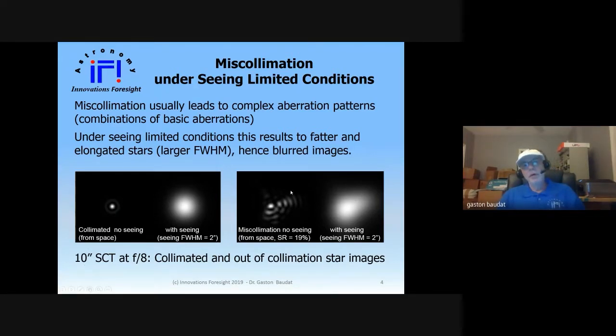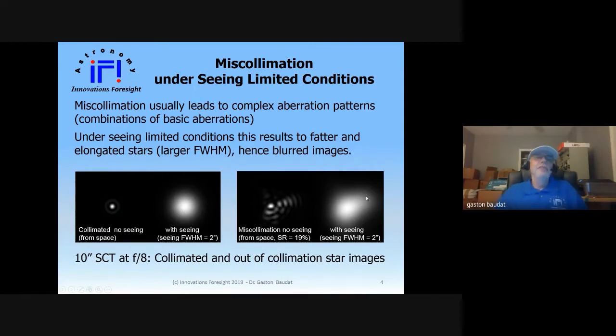Here it's a bit more concerning. This is a miscollimated, same 10-inch SCT. And now the Strehl ratio, I'm going back to this later, what it means, is only roughly 20%. And this one has coma and astigmatism. And you see the rings are spread and broken. And that would be the image you will get from the sky. From space, I'm sorry, from seeing limited conditions, you see an elongated kind of star. The star diameter, the FWHM, is not very different than here, but the shape is not good.